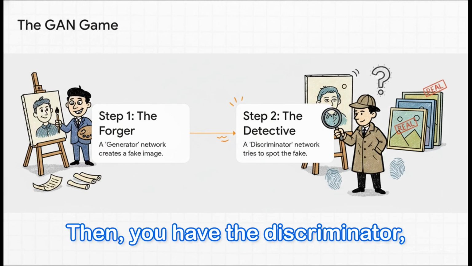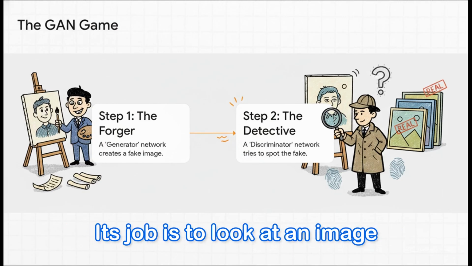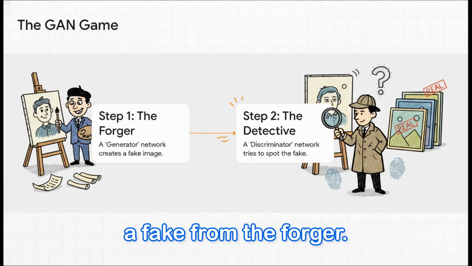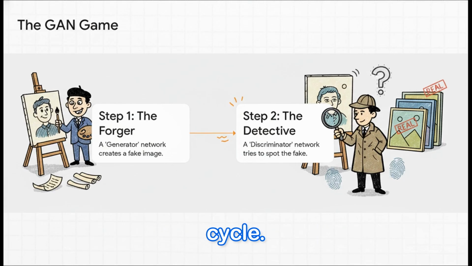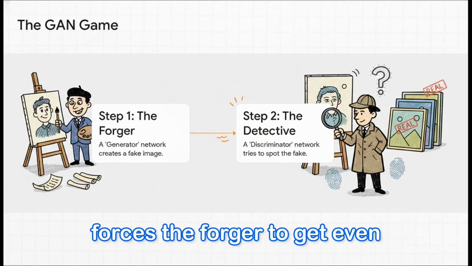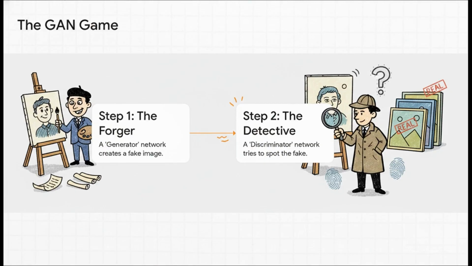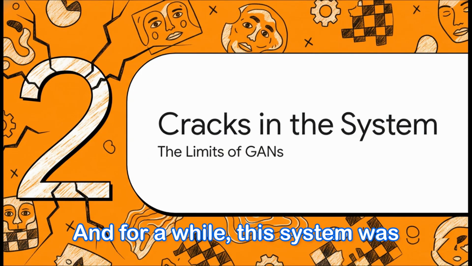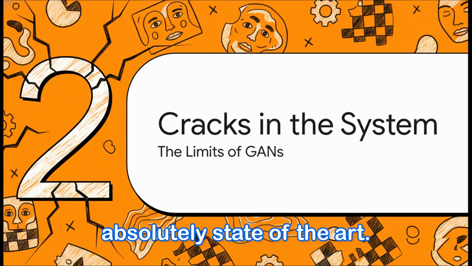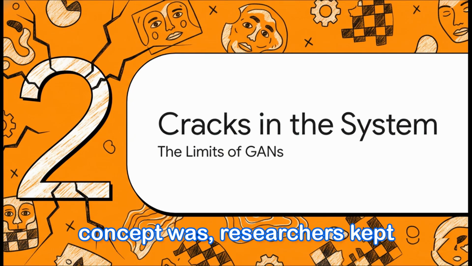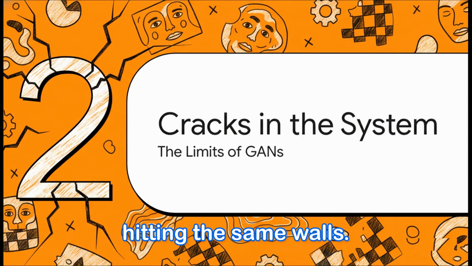Then you have the discriminator, which is like an art detective. Its job is to look at an image and tell you if it's a real one or a fake from the forger. They're locked in this endless cycle. The forger gets better, so the detective has to get better, which forces the forger to get even better. It's this constant one-upmanship that makes them both improve. And for a while, this system was absolutely state-of-the-art. It was genius. But as brilliant as the GAN concept was, researchers kept hitting the same walls.